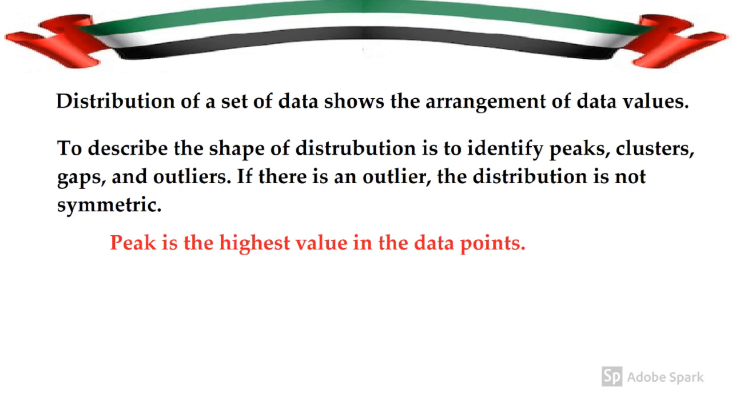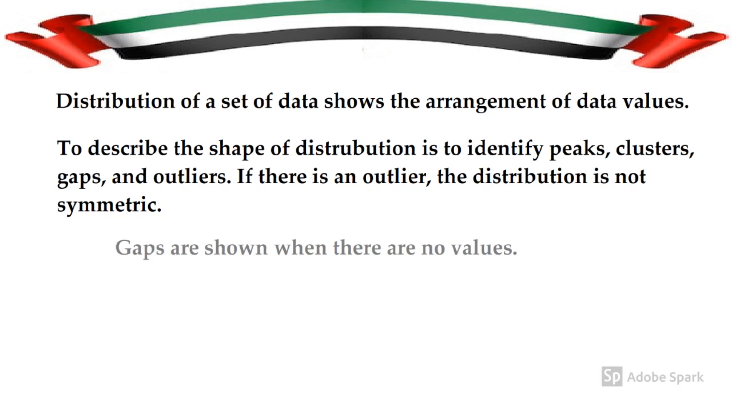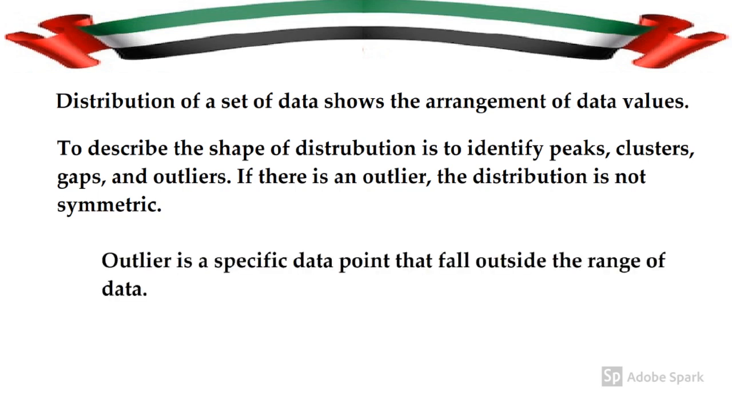If there is an outlier, the distribution is not symmetric. Remember that. The peak is the highest value in the data points. The clusters are data values that are grouped together. Gaps, as from the word itself, can be identified when there are no values. And the outlier is a specific data point that falls outside the range of the data set.